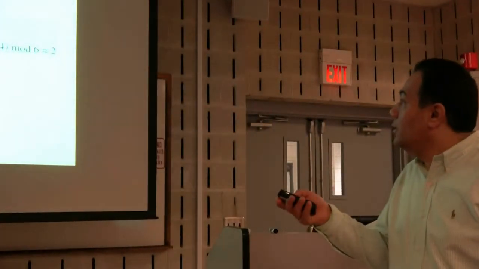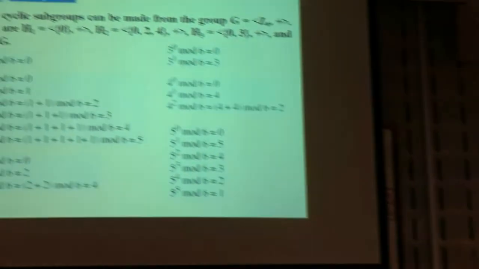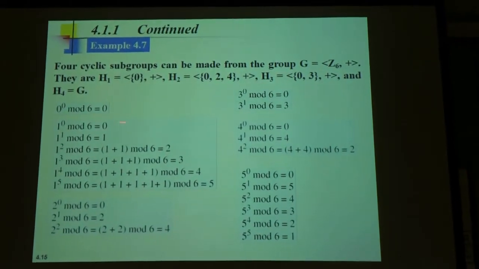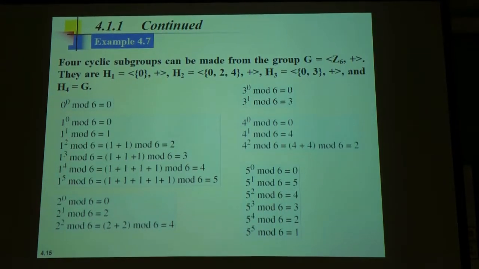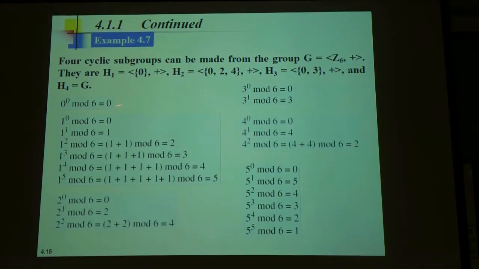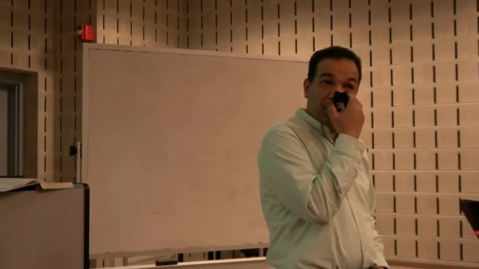Here, for example, when you say 0 to the identity, mod 6 always gives you 0. So the operation repeated to the identity equals 0. So this is the first subgroup, which is H1. If you say 1 to power 0 gives you 0, 2 to power 0 gives you 0, 5 to power 0 gives you 0, there is no point. So this repetition will give you only one result, which is 0, which forms one subgroup, a cyclic group.